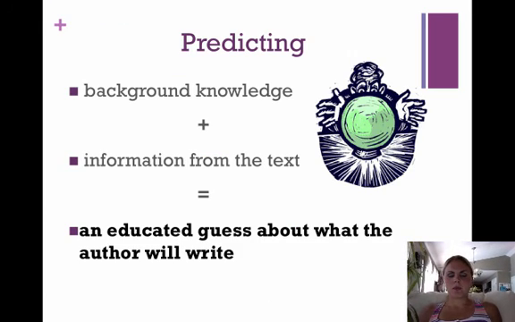So when we're talking about predicting, what you're doing is you are actually combining your background knowledge with the information that you're getting from the text, both before you read and during reading. And what comes out of that, the product, is an educated guess about what you think the author will write. So you are predicting before you read as well as during your reading. It should be an ongoing process.